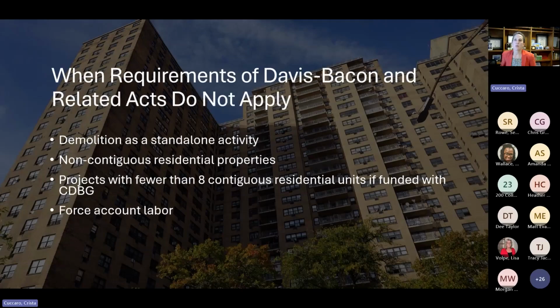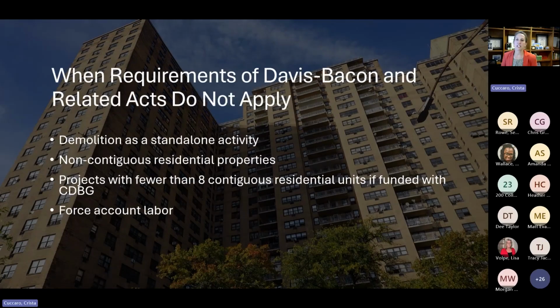We have a few instances where the Davis-Bacon related acts do not apply. First on the list, demolition as a standalone activity. If federal funds are being used for demolition, and that's it, then Davis-Bacon does not apply. But more likely what's going to happen with demolition is that there's a project that follows. And so if that demolition is part of a project with other activities and construction, then Davis-Bacon is going to apply.